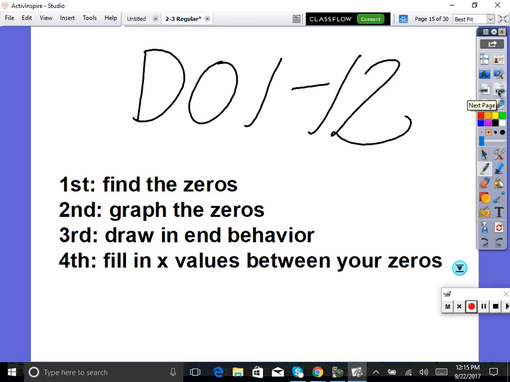Do 1 through 12 on that. Do 1 through 12. Ready, set, go. So these are your steps. Find the zeros, graph the zeros, draw in the end behavior, then fill in your max and min. I mean, do 7 through 12.